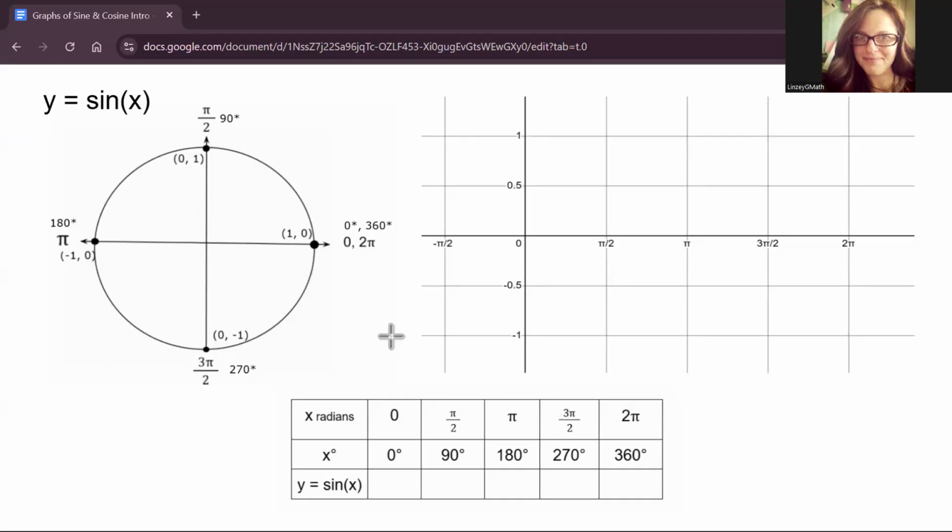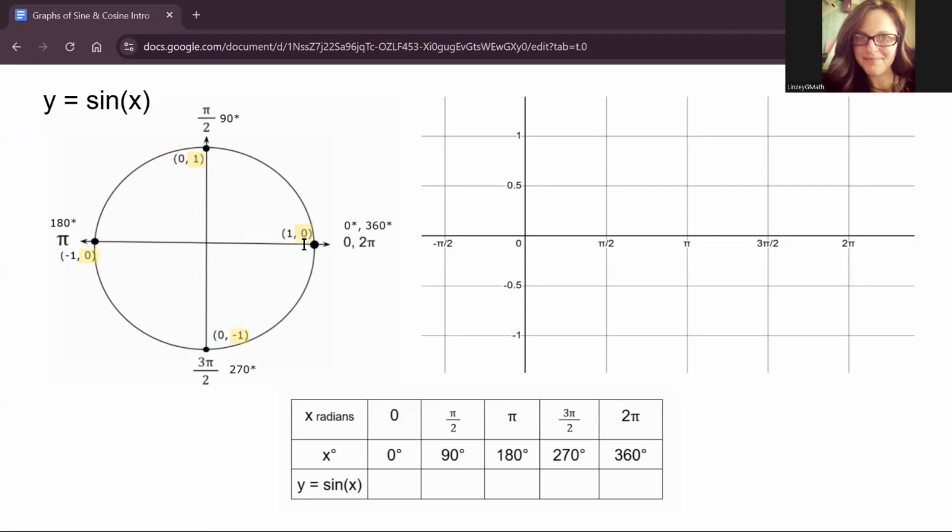Welcome to our session on the graphs of sine and cosine. Let's take a look. The sine function, y equals sine of x. Sine is the y coordinate of each point on the unit circle. So we can fill in our table to graph this function using the unit circle, starting with sine of 0.